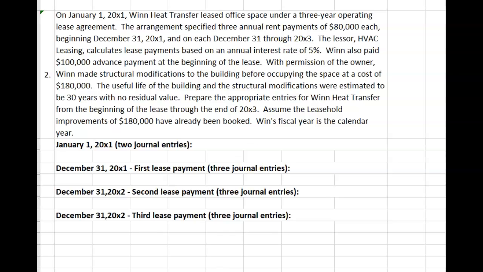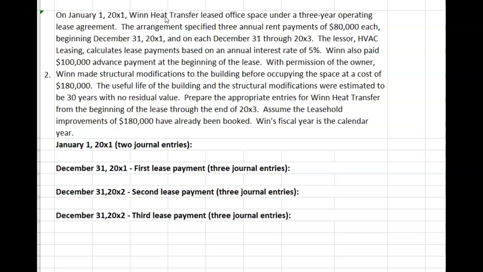On January 1st, 20X1, Win Heat Transfer leased office space under a 3-year operating lease agreement. The arrangement specified 3 annual rent payments at $80,000 each, beginning at December 31st, X1, and on each December 31st through 20X3. The lessor, HVAC Leasing, calculates lease payments based on an annual interest rate of 5%. Win also paid a $100,000 advance payment at the beginning of the lease.